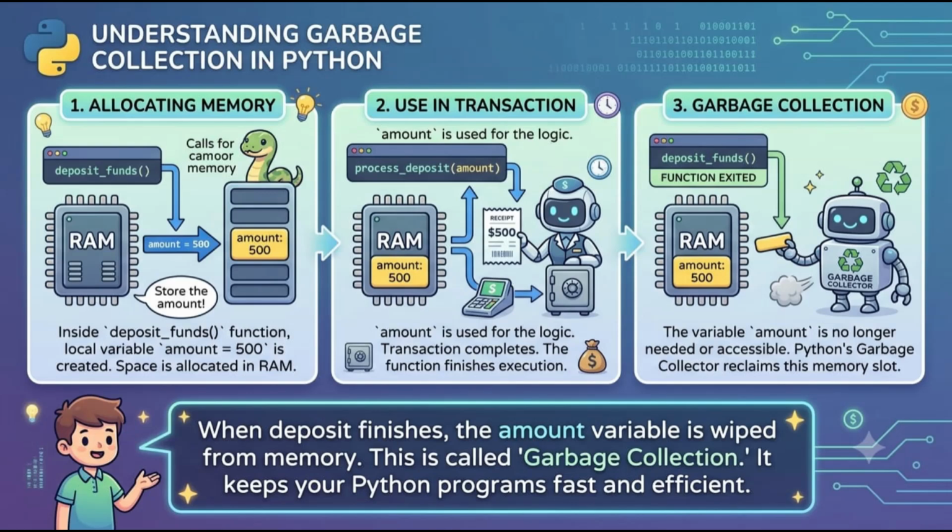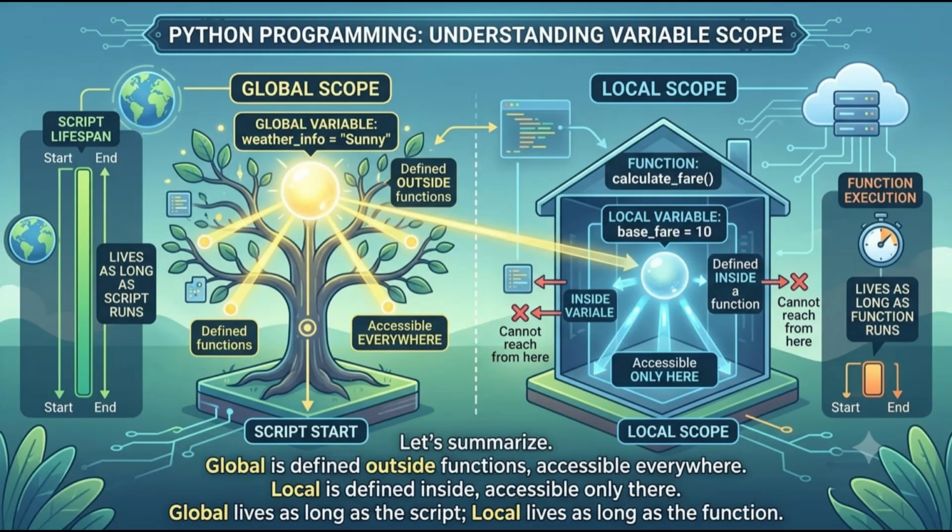This is called garbage collection. It keeps your Python programs fast and efficient. Let's summarize. Global is defined outside functions, accessible everywhere. Local is defined inside, accessible only there. Global lives as long as the script, local lives as long as the function.